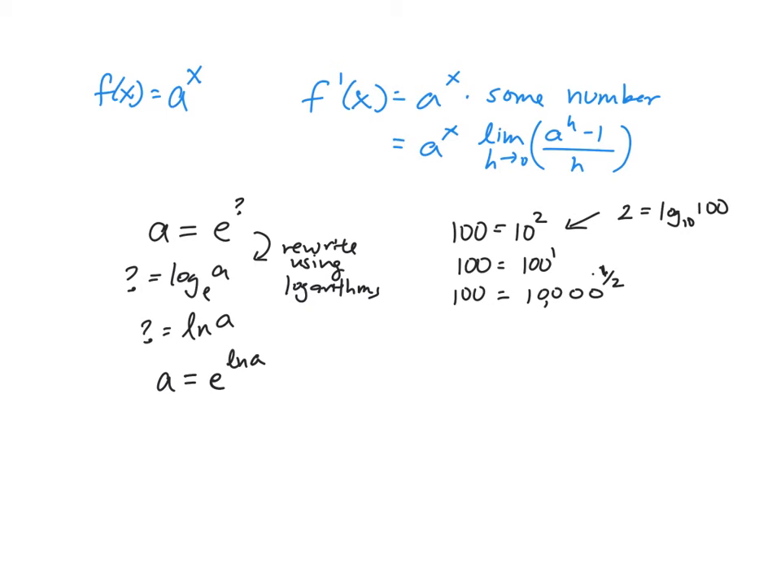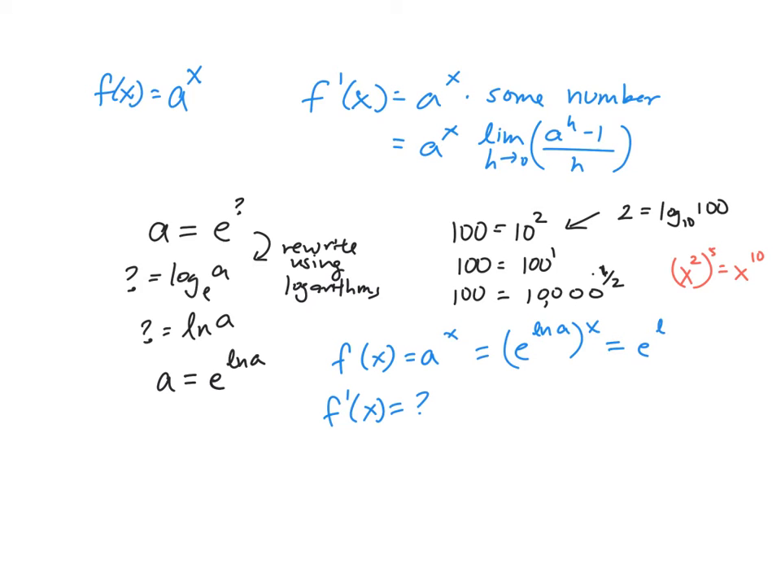So if I go back and think about this question about f of x equals a to the x, and I wonder about the derivative, I could rewrite a to the x as e to the natural log of a, to the x. Then I can use properties of exponents. If I were to take x squared to the 5th power, that would be x to the 10th power; I would multiply the 2 and the 5. So here I would multiply the natural log of a and the x and get e to the natural log of a times x.